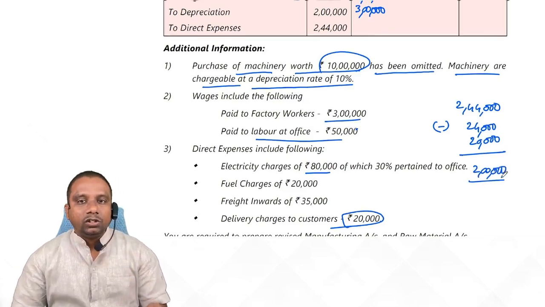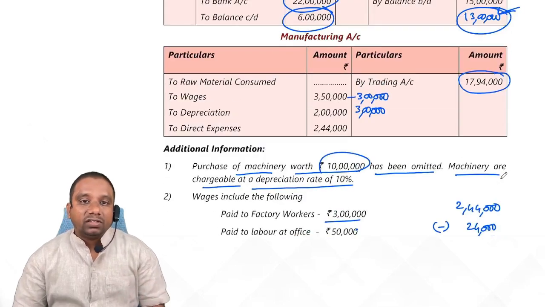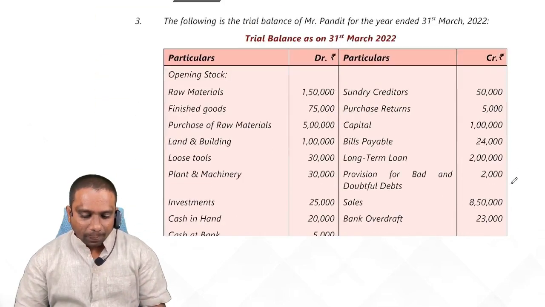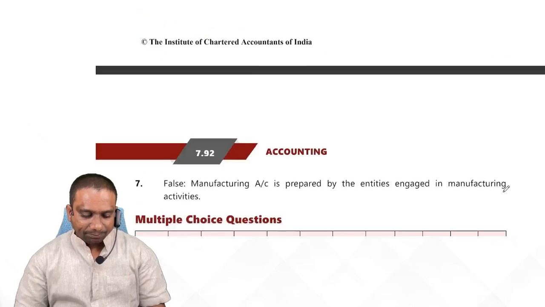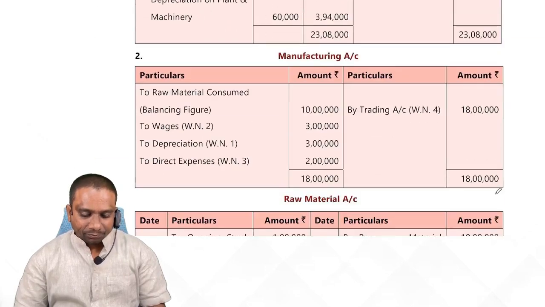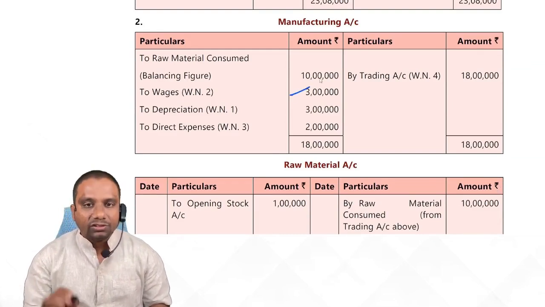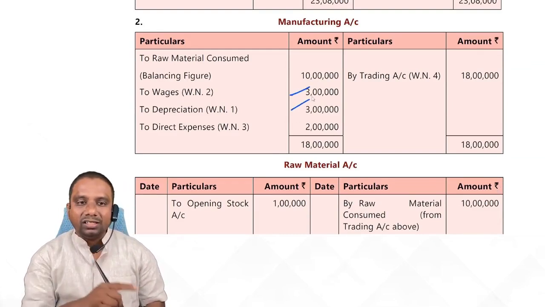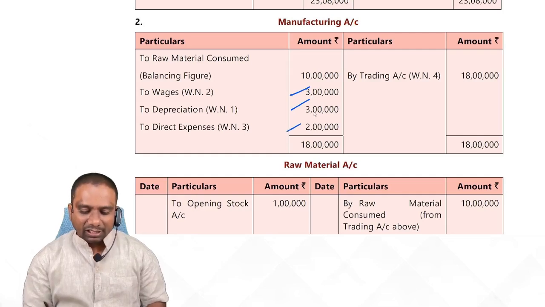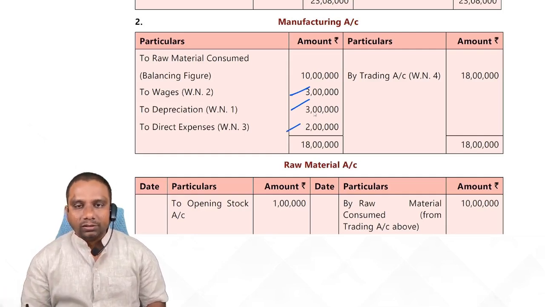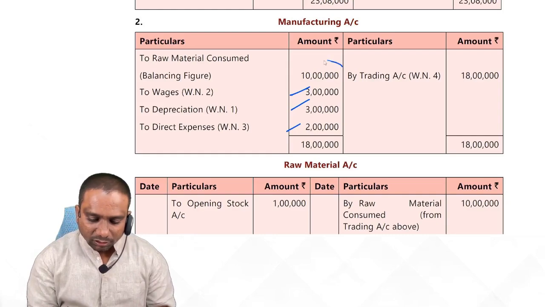Is it clear, students? Now we prepare the revised manufacturing account. Observe carefully. This is the first revised manufacturing account. How much? Wages 3 lakhs, revised amount. Depreciation, earlier 2 lakhs plus 1 lakh increase. Direct expenses 2 lakhs. Okay. Now this amount, how did we get it?